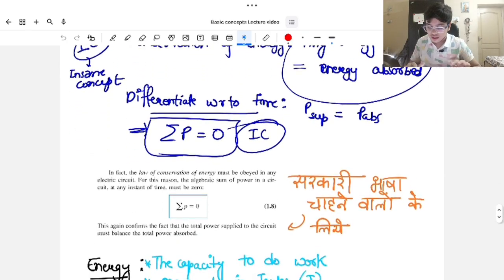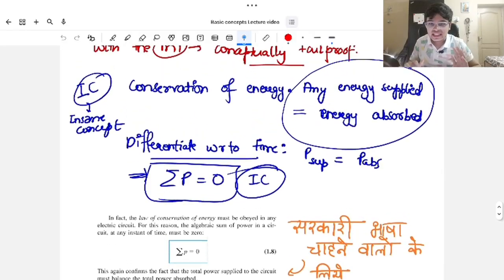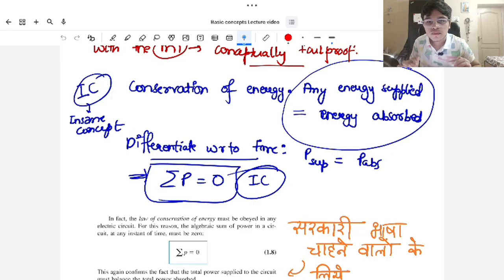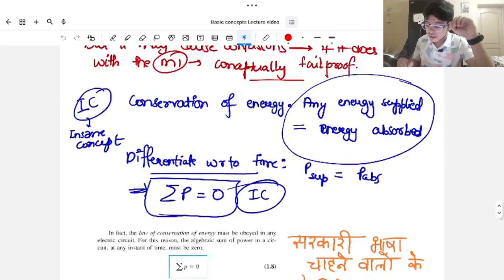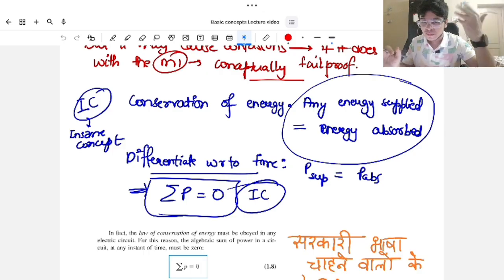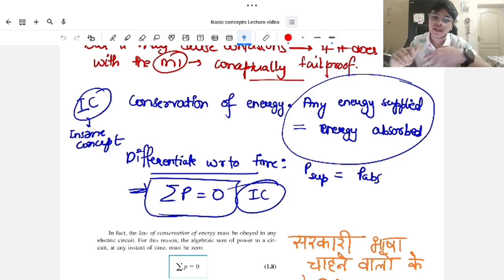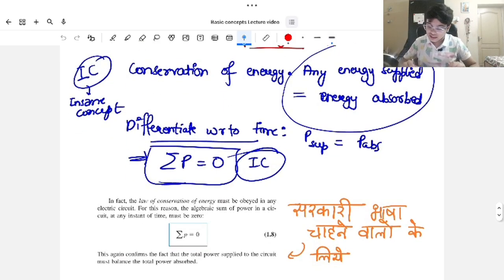Why I have written it is because it helps you to solve problems very fast. For example, there is a circuit and I am given three elements, and I know the power consumed and supplied for two elements. So I need not calculate the voltage across the third element and the current passing through it, then write it as the product VI, then again check the sign convention whether it is absorbed or supplied. I can simply do the algebra and it will give me the answer. That is why this is a very important concept.